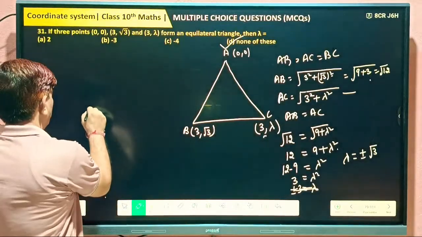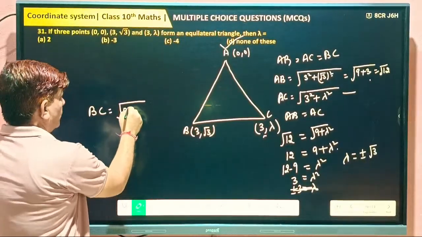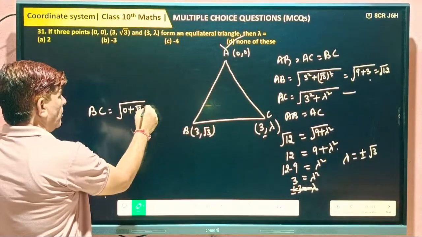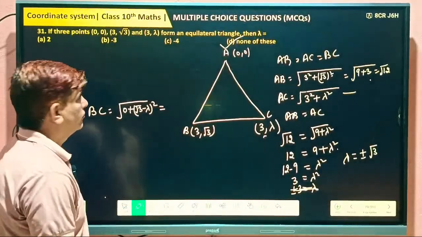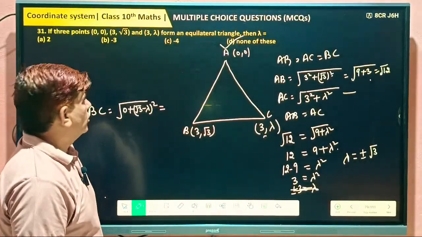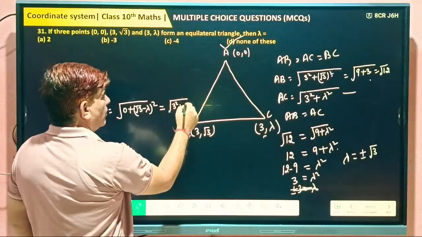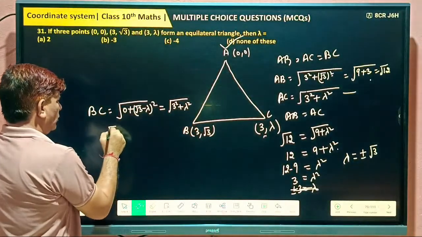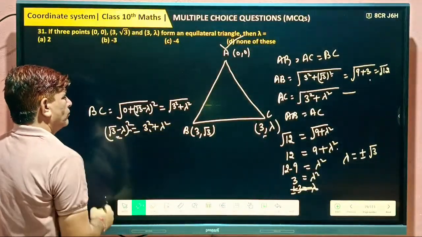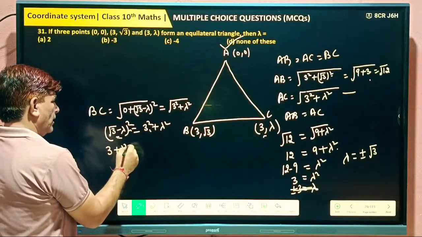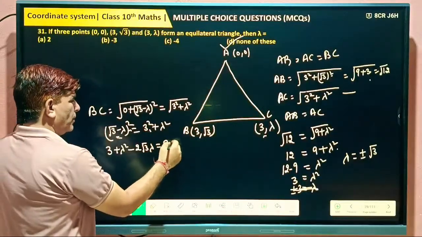How can BC be equal to under the root of (3 minus 0) plus (under root 3 minus lambda) whole square? And this is equal to AC, meaning 3 square plus lambda square. Squaring both sides, under root 3 minus lambda whole square is equal to 3 square plus lambda square. So it becomes 3 plus lambda square minus 2 under root 3 lambda equal to 9 plus lambda square.